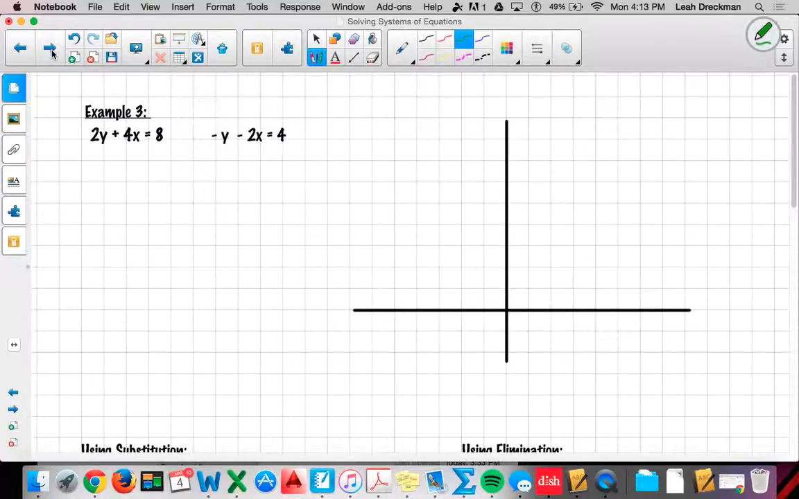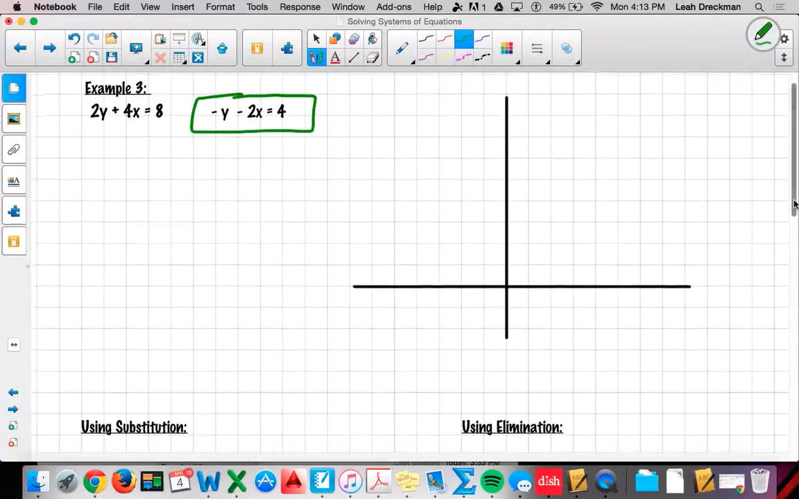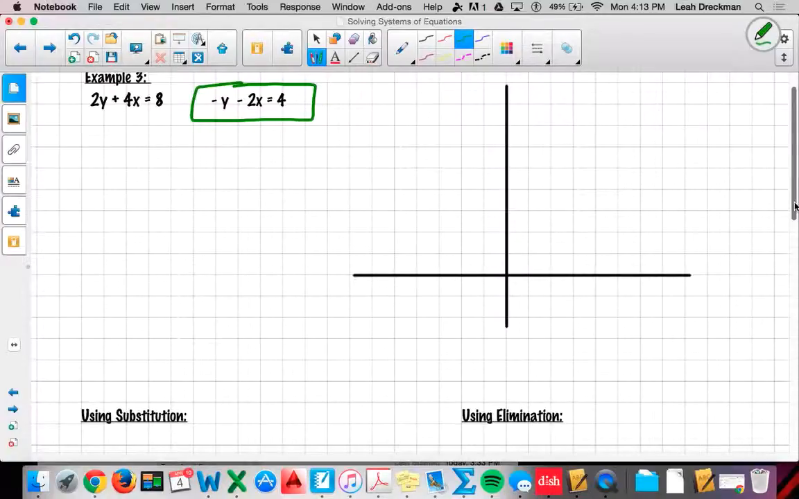Okay, we're going to try this one more time on example 3. So turn the page to example 3, and if we're going to use substitution, I try to pick an equation that the x or the y is somewhat by itself. Neither equation has x or y completely by itself. So I'm just going to take these two equations, and where it says use substitution, I'm going to copy these down. And then my second one is negative y minus 2x equals 4.